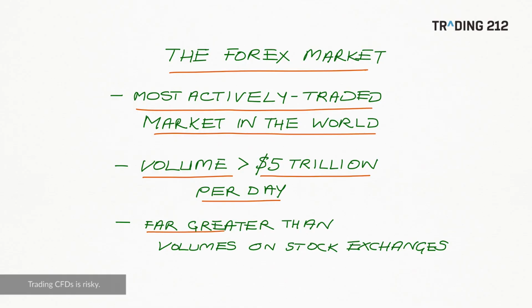And that's far greater than the combined volumes of trades that go on with equities on stock exchanges all around the world. The World Bank estimates the total volume of equities traded in the world in 2018 was $68.212 trillion, and that works out as being roughly $261 billion per day. So we can see in that comparison how much larger the Forex market is. It's somewhere in the order of 20 times larger than the volume of global equities traded each day.